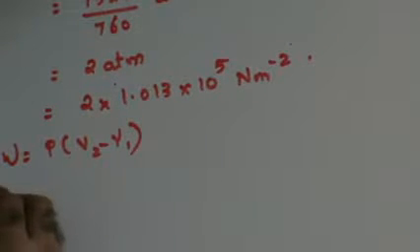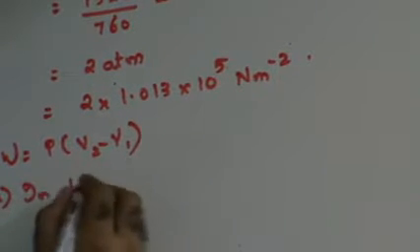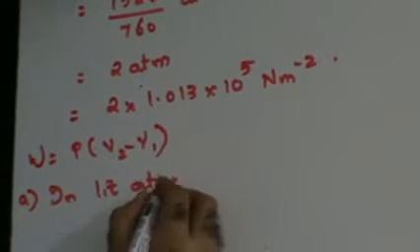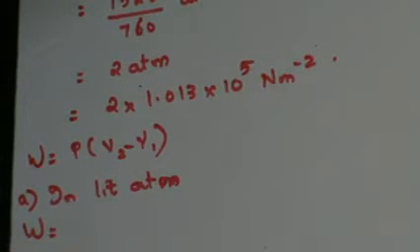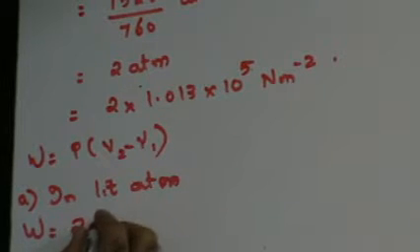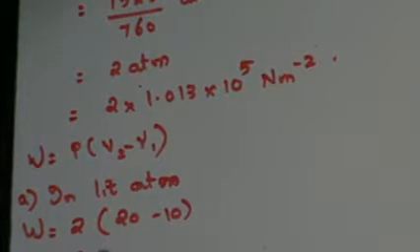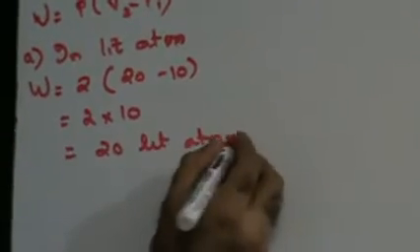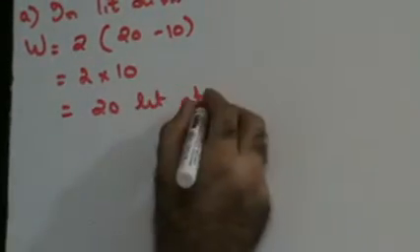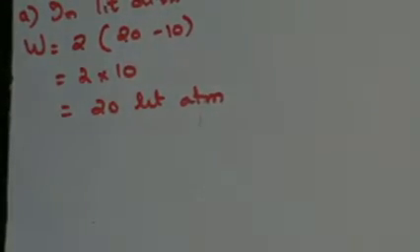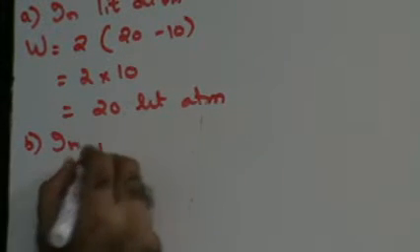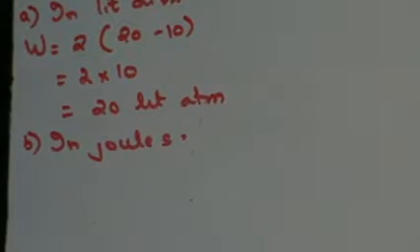Now first of all, first part of the question, in liter atmosphere, they've asked you to find out the work in liter atmosphere. So work will be pressure. Pressure in atmosphere is 2, and in liters, that will be 20 minus 10. So 2 into 10, that is 20 liter atmosphere. That is the work done in liter atmosphere. Fine. Next, they've asked you to find out the work done in joules.